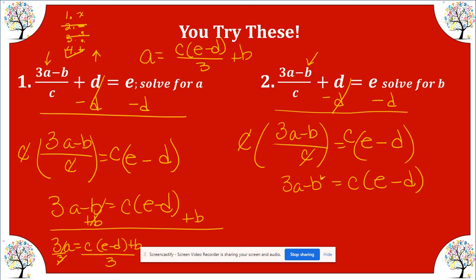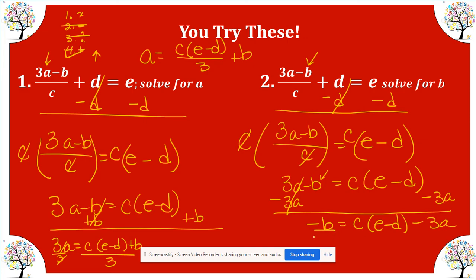And again, keep your eye on the B. We've got to get rid of the 3A, so we're going to subtract 3A, so it becomes 0. You're going to bring the 3A behind the already existing term. Bring down negative B equals C times E minus D minus 3A. So here we have two terms. This is one term and this is one term.